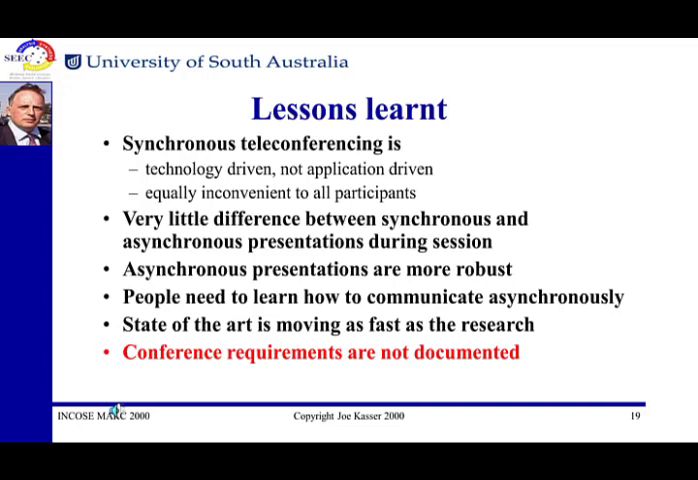I bought a house when I first moved into the Washington area asynchronously. I communicated with a real estate agent asynchronously. I'd leave a message on her machine, she'd leave a message on my machine, and through that technique, we were able to purchase the house. The state-of-the-art in teleconferencing was moving as fast as the research. Every time I looked around, there was something new. And the requirements for a conference are not documented anywhere. We all seem to know what we're doing, but I couldn't find it.